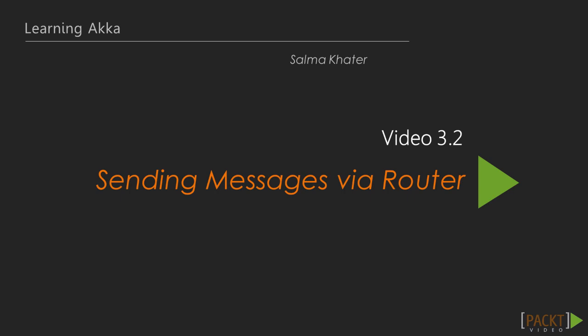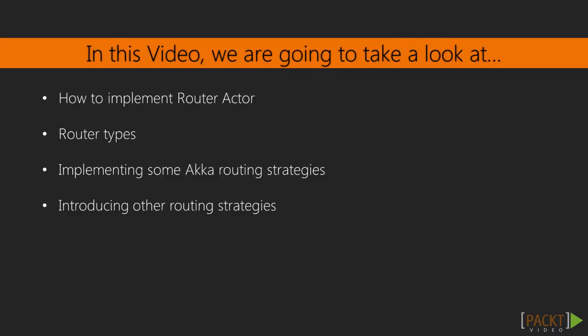In the previous video, we discussed the difference between actor reference, actor path, and actor selection. In this video, we will take a look at how to implement the router actor based on our current knowledge of Akka and router types. We will then implement some routing strategies that come with Akka, such as random router. And finally, we will introduce other routing strategies in Akka.